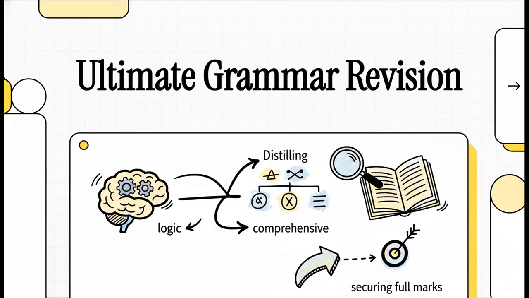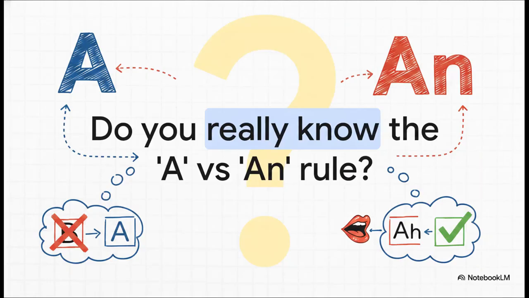We're going to bypass all that endless rote memorization and look at the actual logic behind the language. Let's get started. Okay, let's kick things off by busting a massive myth. Seriously, this one costs students easy marks every single year. Think about it. When you look at an exam question and need to choose between a or an, what is the very first thing your brain does? You probably look at the first letter of the word, right? Well, actually, that is exactly where things go off the rails.